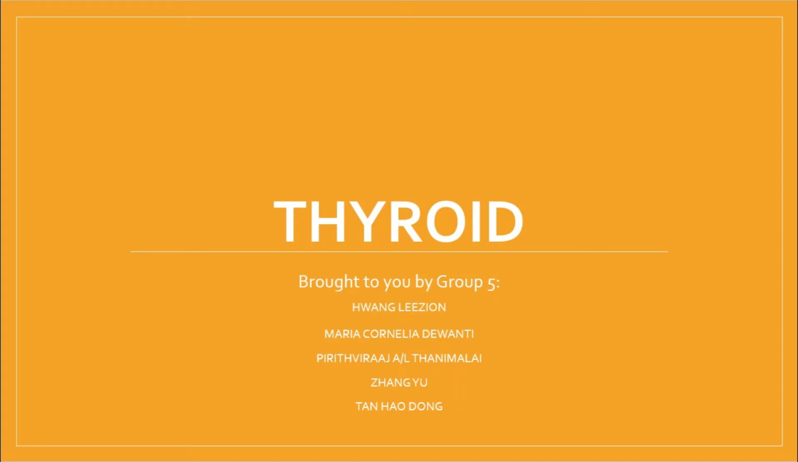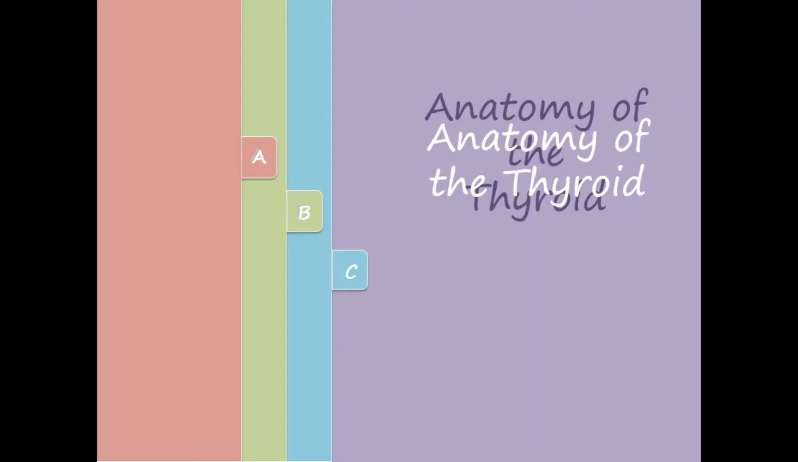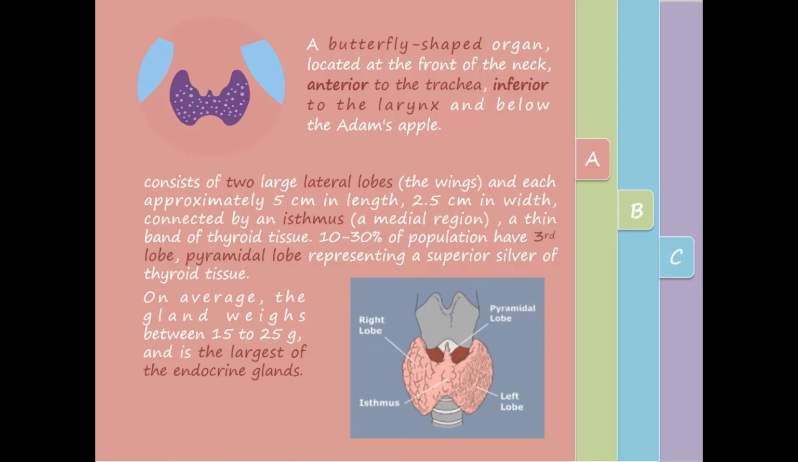In this video, we are going to talk about the thyroid gland. First, we're going to talk about the anatomy of the thyroid gland. The thyroid is the largest endocrine gland. It's shaped like a butterfly and is located at the front of the neck, anterior to the larynx, and just below the Adam's apple. It consists of two lateral lobes connected by a medial region called the isthmus. Some individuals have a third lobe called the pyramidal lobe.